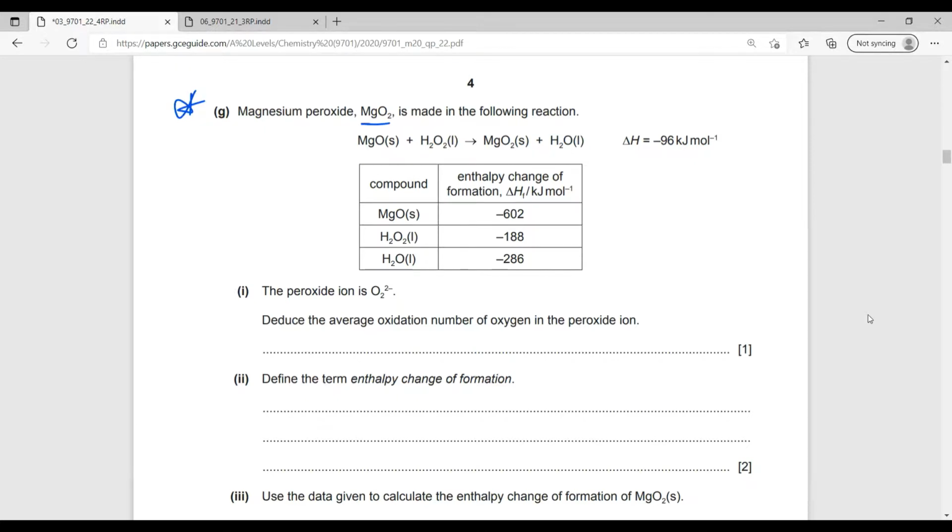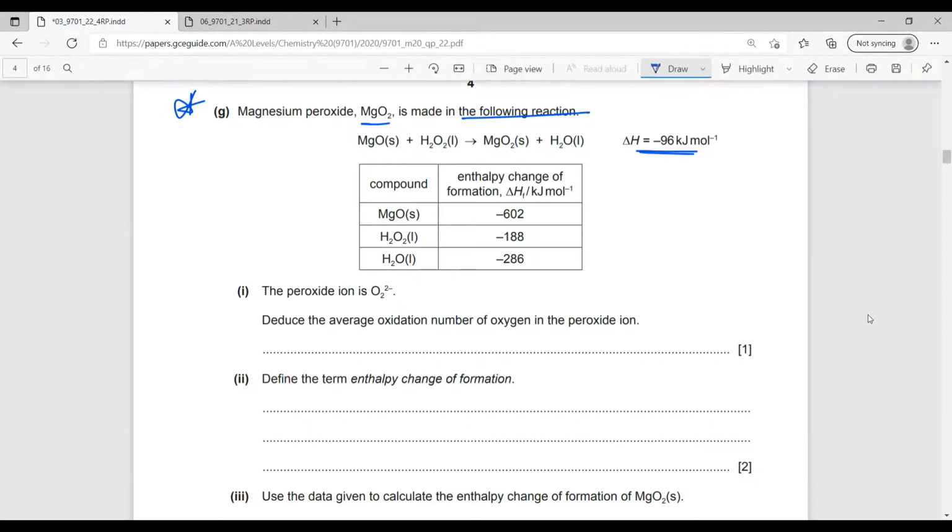So magnesium peroxide is made in the following reaction, and they've given you the enthalpy change of reaction for this reaction. So we just treat that as delta HR. So the first question is the peroxide ion O2 2-. Deduce the average oxidation number of oxygen in the peroxide ion.